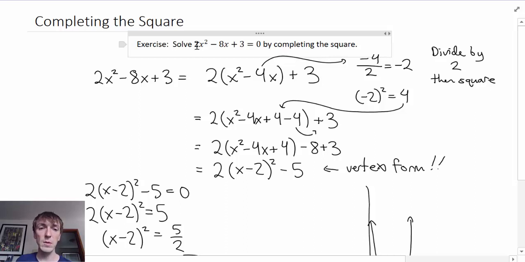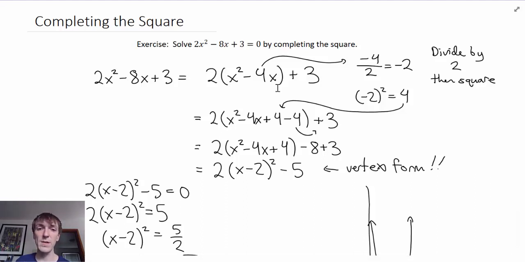Okay, so here's what I'm going to do first. I'm going to walk us through this calculation I did earlier. So first, because I have a 2 out front, I want to factor that out, but only from the first two terms, so not from the 3. And if I do that, I get 2 times x squared minus 4x. Okay, so if there's no 2 out front, if the number is just 1, this step you can skip.